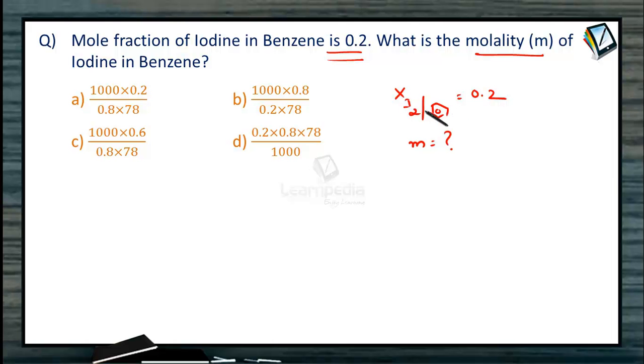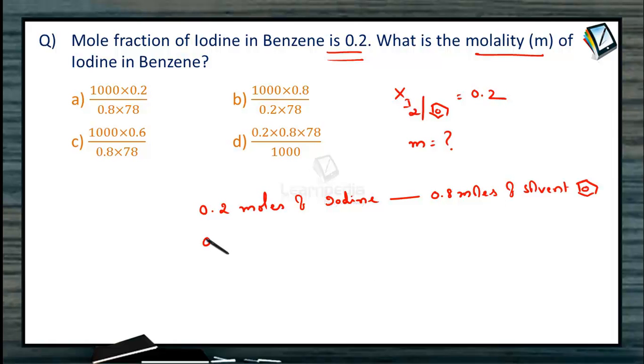So from the very definition of mole fraction, we can understand that every 0.2 moles of iodine, that is the solute, is being dissolved in 0.8 moles of solvent benzene. That is, 0.2 moles of iodine are present in 0.8 into molecular weight of benzene, C6H6, 78 is the molecular weight. So 0.8 moles into molecular weight is nothing but the weight of the solvent in grams, so grams of solvent benzene.